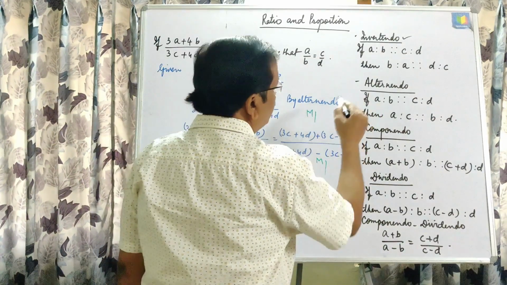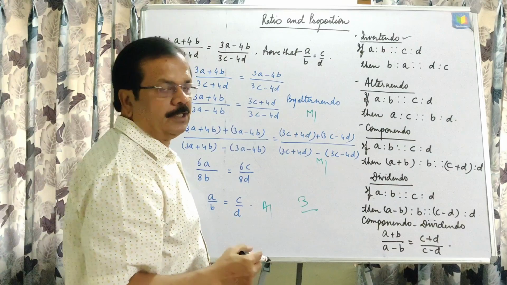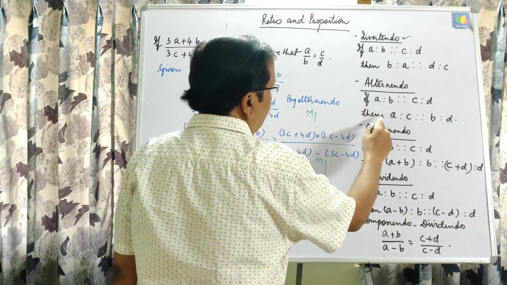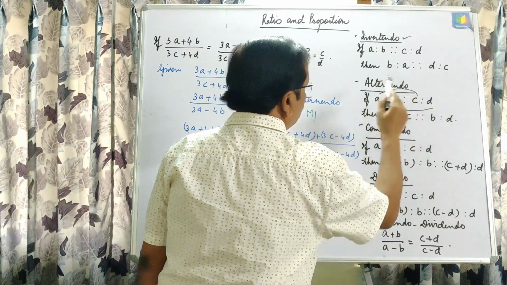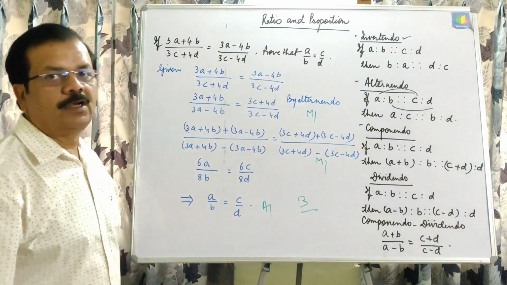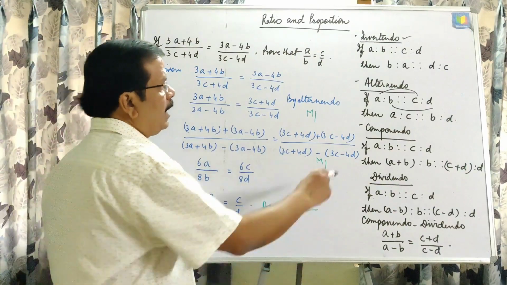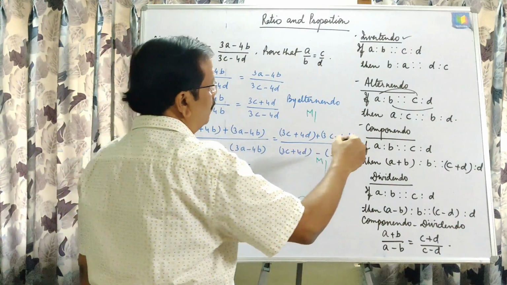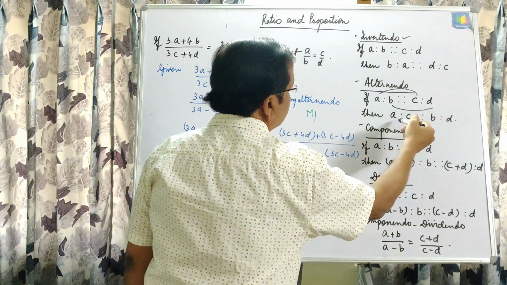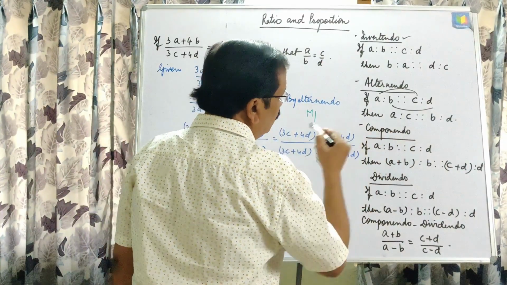Second property, alternando. If A, B, C, D are in proportion, you can write it this way: A is to C is also equal to B is to D, and this is called alternando. You can understand this is very simple. A upon B is equal to C upon D. You transpose C to the denominator and B to the other side, and this way you can write this proportion. Now the third one, componendo.